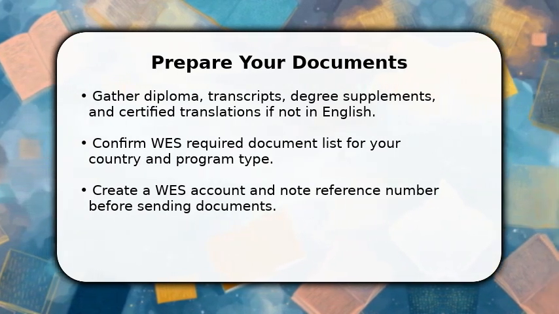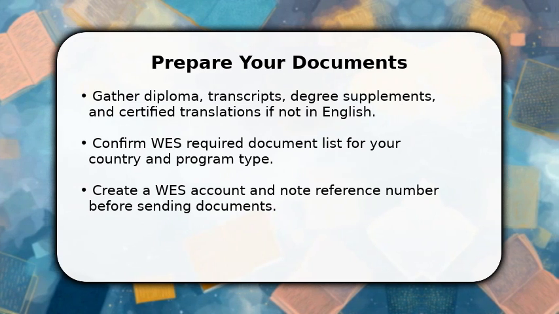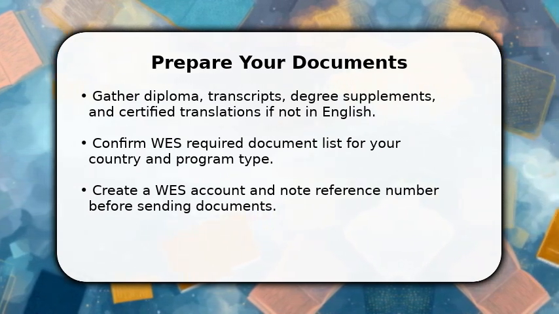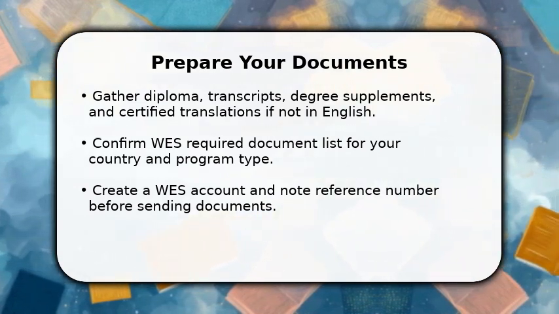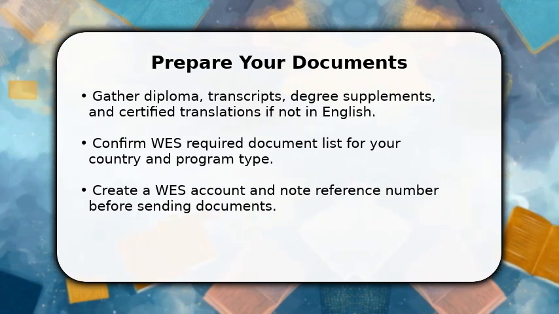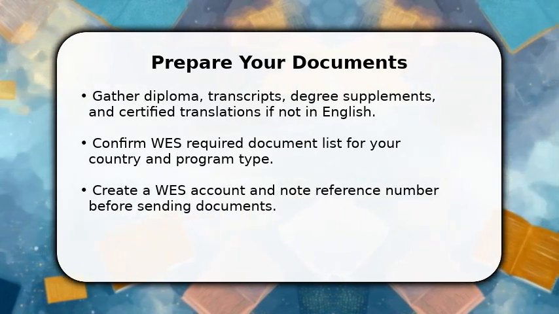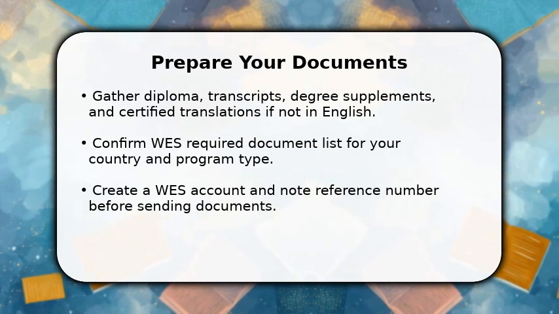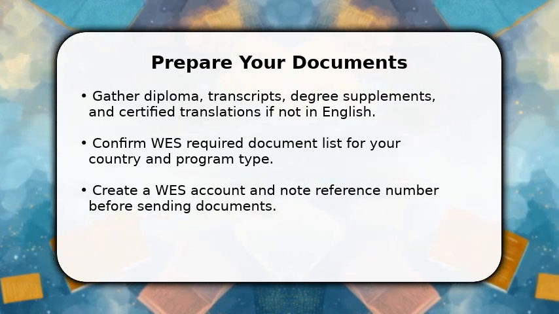Make sure each issuing institution knows WES's delivery method and uses the official channel. Don't accept unofficial copies. At this stage, speed matters. Request sealed documents now so postal and processing delays don't stall your evaluation later.